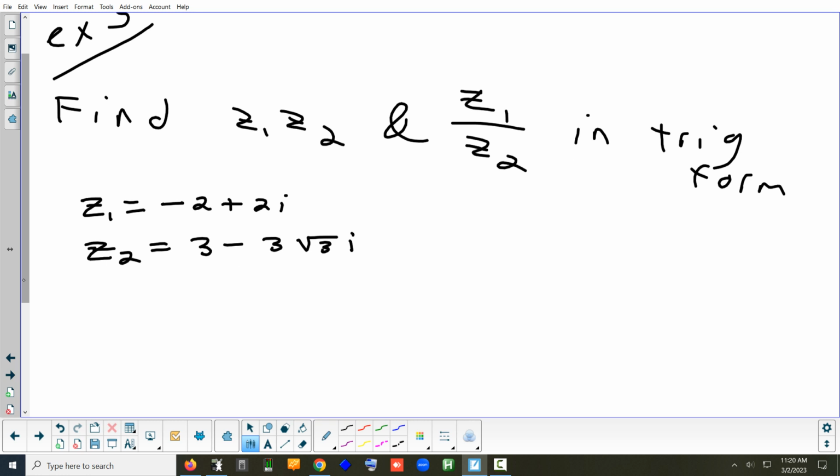Now, this one, they did not start me off in trig form. If I was going to do this problem, I would probably just do it in standard form, but the directions specifically say to do trig form. So we have to do trig form. Let's start with negative 2 plus 2i. Let's convert that to trig form.